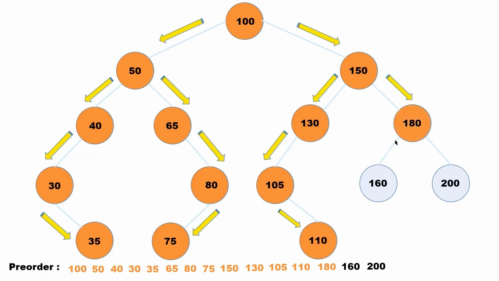Then we backtrack to 150, and 150's right side is 180, so 180 is the root now, and 180 gets visited. After 180, it goes to the left side, which is 160, and 160 gets visited. Then it moves to the right side, which is 200, and 200 gets visited. This is how pre-order traversal works: root, left, and right.